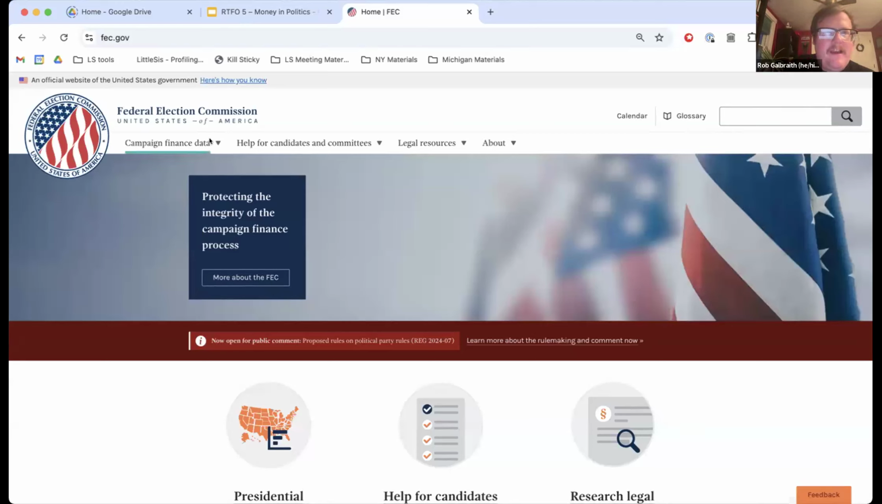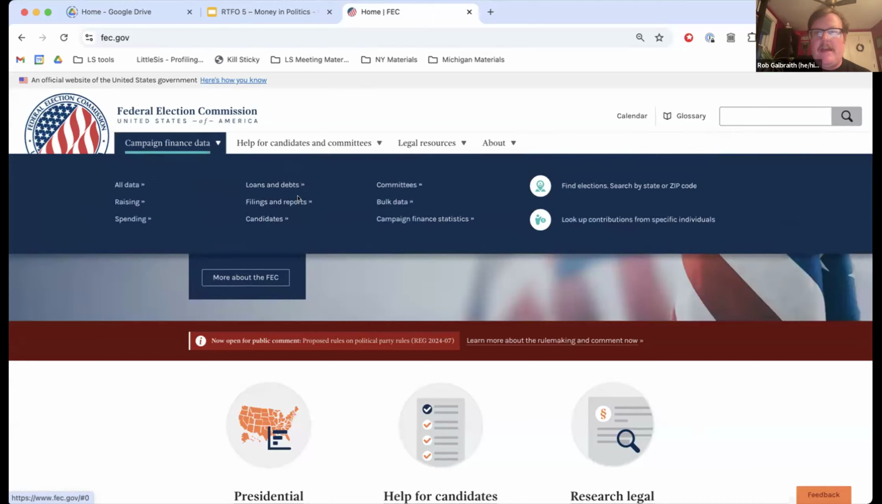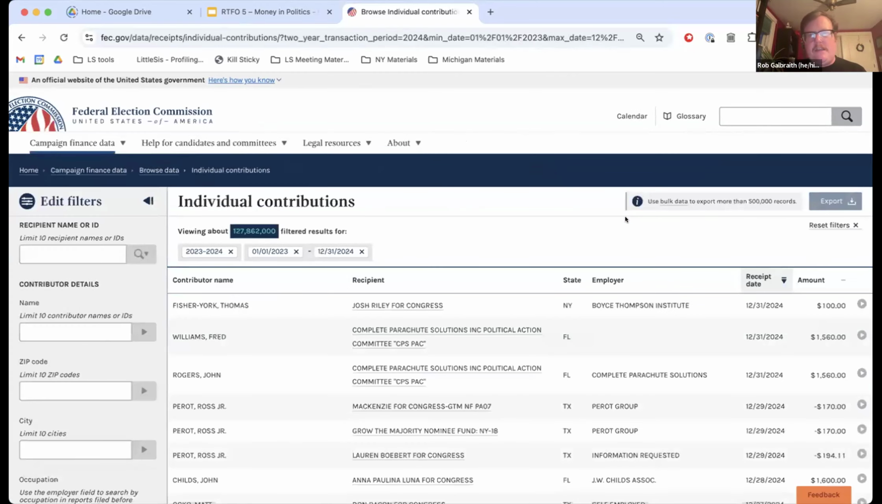So we'll start here by clicking on this little campaign finance data drop-down menu. And then you can get at the information a couple different ways. My favorite way is to go over to the right side here and click on look up contributions from specific individuals. This just takes you right to the search field where you can start typing in names for the political donors that you want to look at.